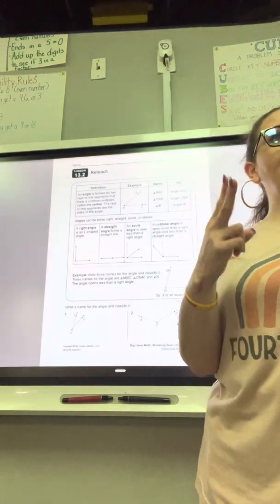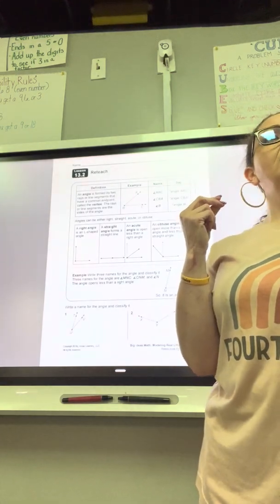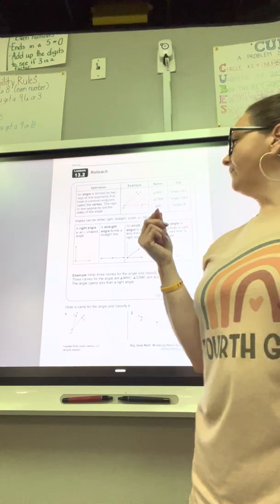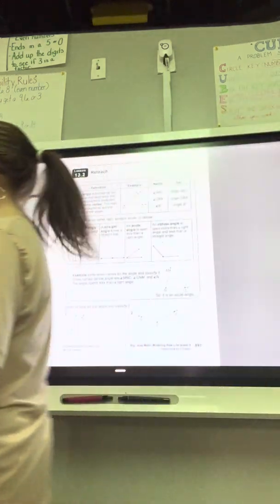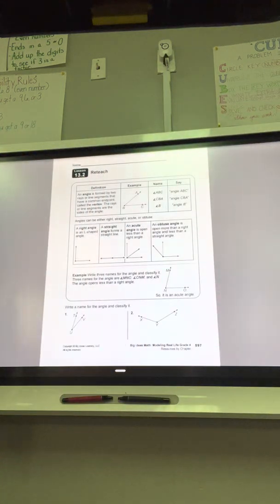We may have a straight angle, an acute angle, or an obtuse angle. A right angle looks like the letter L. It forms a perfect 90-degree angle. It's going to look like the corner of a book or the corner of a door, but it is a perfect right angle. Can I show you what 45 degrees looks like?